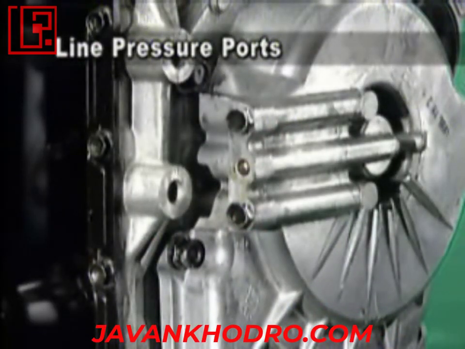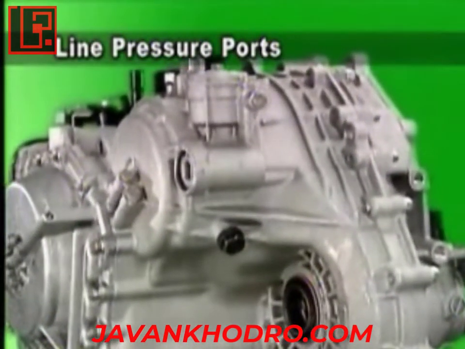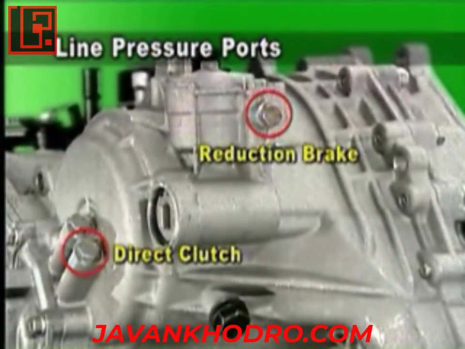Ports are applied at the rear cover in order to measure the oil pressure of the overdrive clutch and reverse clutch respectively. In 5-speed automatic transaxle, an additional port is applied at the transaxle case to measure the oil pressure of reduction brake and direct clutch of sub-transaxle.